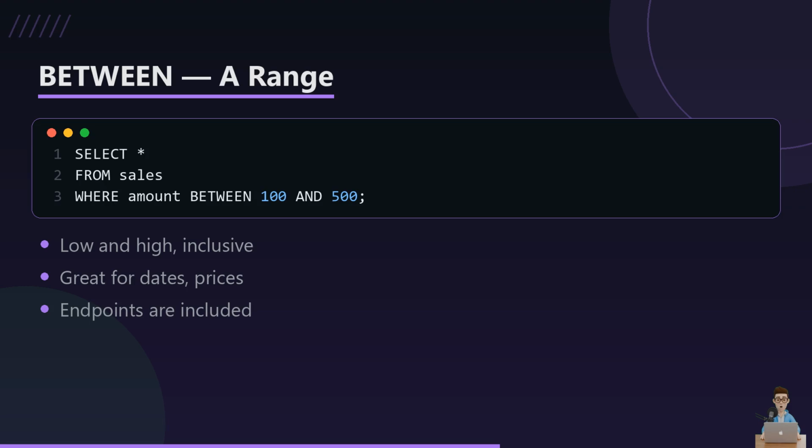BETWEEN is for ranges, like asking for everyone between 2 ages at a party. The important detail people forget is that both ends are included, so 100 and 500 both count here. It's the same as writing amount greater or equal to 100 and amount less or equal to 500. In short, BETWEEN means from this, up to and including that.